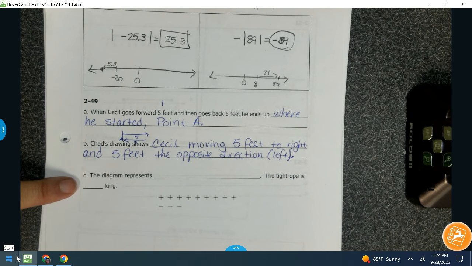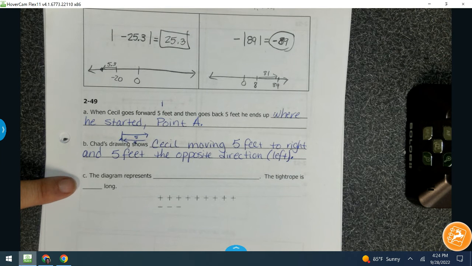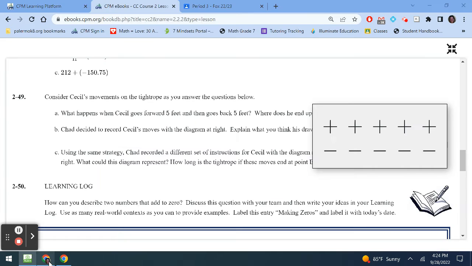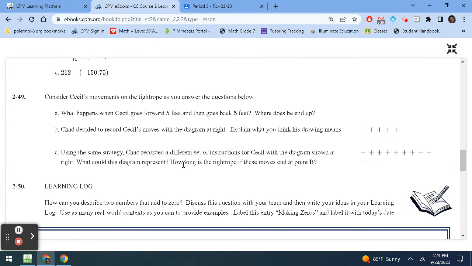So Charlie says the diagram represents the tightrope, and I have the diagram that I copied for you. What the problem says is, using the same strategy, Chad recorded a different set of instructions for Cecil with the diagram shown at right. What could this diagram represent? How long is the tightrope if these moves end at point B?